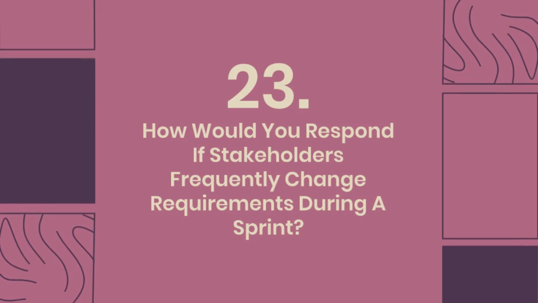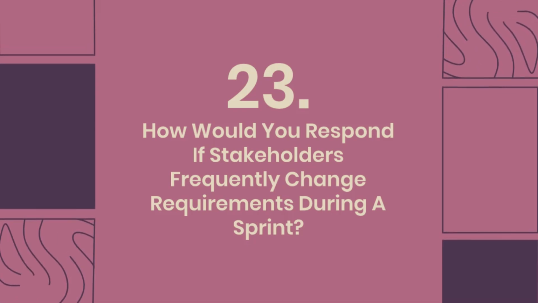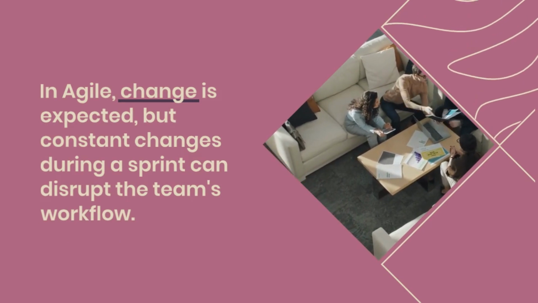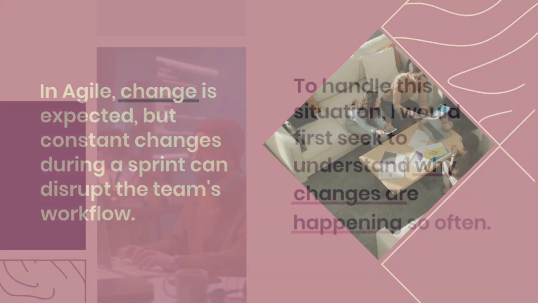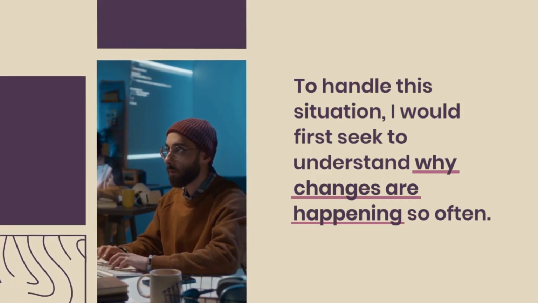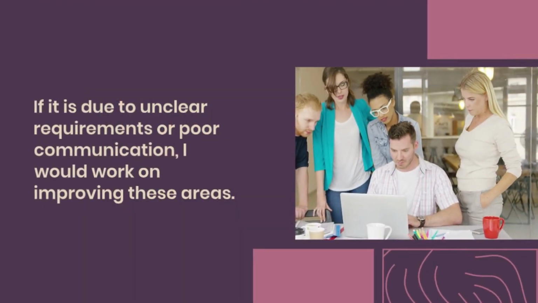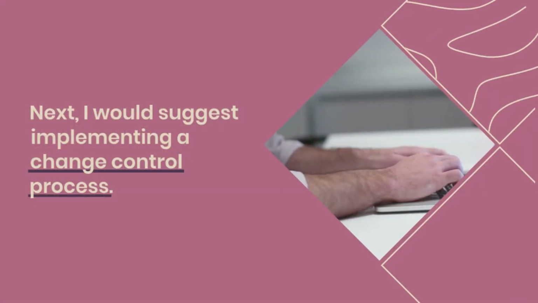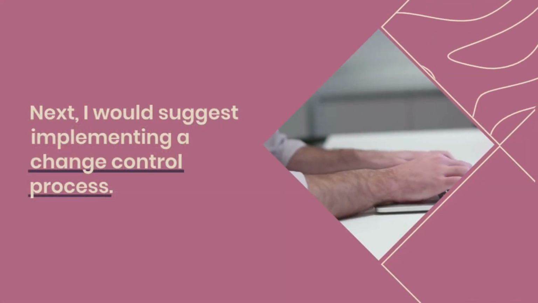23. How would you respond if stakeholders frequently change requirements during a sprint? In Agile, change is expected, but constant changes during a sprint can disrupt the team's workflow. To handle this situation, I would first seek to understand why changes are happening so often. If it is due to unclear requirements or poor communication, I would work on improving these areas. Next, I would suggest implementing a change control process.